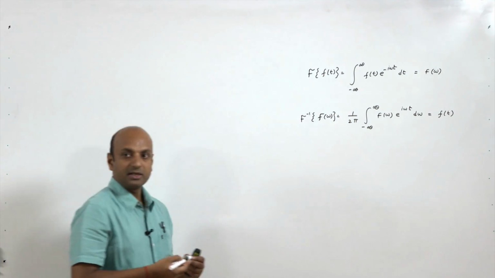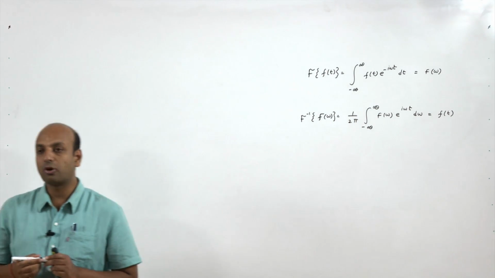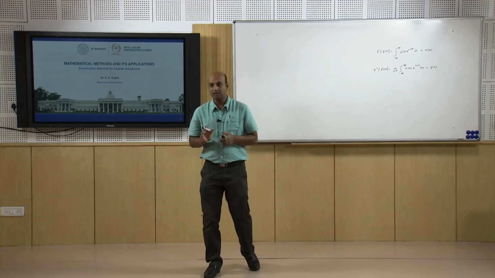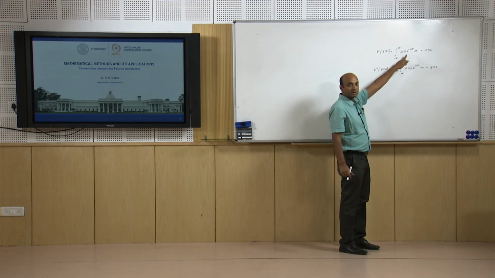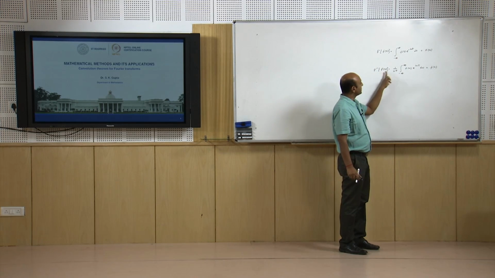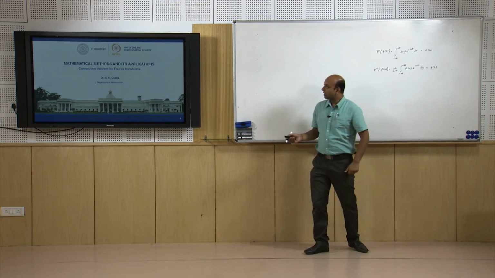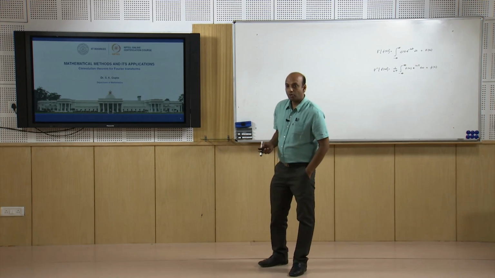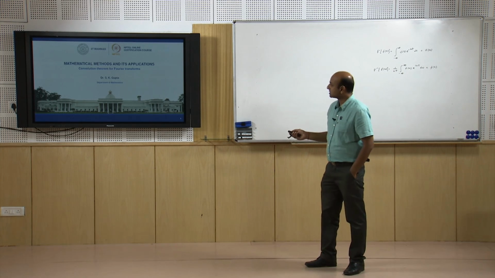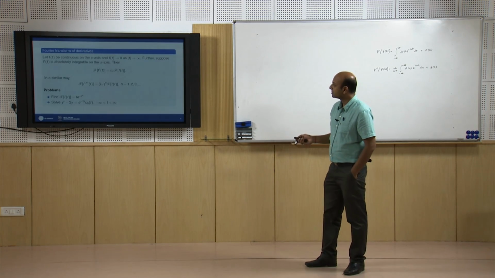This we have already discussed, and this comes from the complex form of Fourier integrals. We have already seen that the Fourier transform of f(t) is given by this expression, and the inverse Fourier transform is given by this expression. Now, let us come to the convolution theorem for Fourier transforms. Before discussing the convolution theorem, let us discuss some more properties of Fourier transforms.